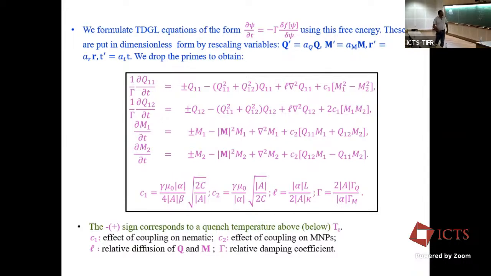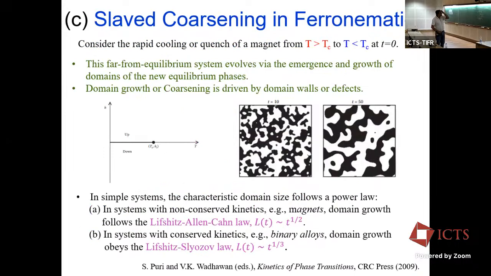Okay, so that's the equation I'm going to look at, and that brings me to part C of my talk. I want to talk about some coarsening problems in the context of ferronematics, and I've entitled that Slave Coarsening in Ferronematics. Okay, so let me again give you the cartoon problem of domain growth or coarsening as it's called. You start off with a magnet at high temperature. It's in a disordered phase at time t equal to 0, and you rapidly quench the temperature below the critical temperature, right? That's your problem 101 of coarsening.